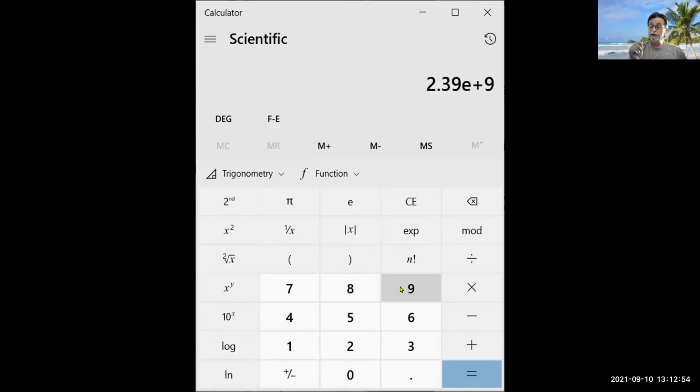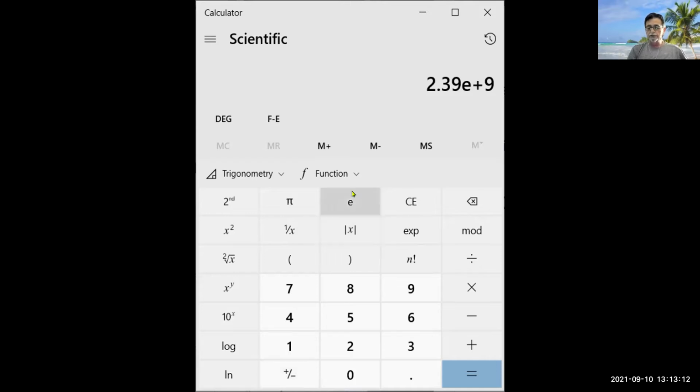Okay. If I needed to make that a negative 9, that's where that toggle button comes in. This number represents 2.39 times 10 to the negative 9. That's a number less than 1, but it's a positive. So that's how I input that number.